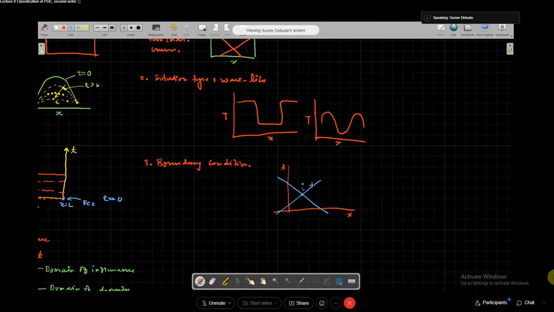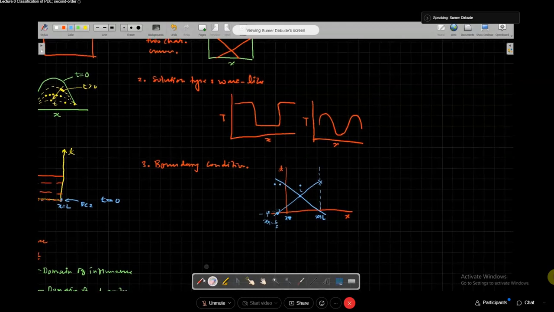But if you cut the domain, say this is the x domain, here x equals L and here x equals minus L by 2, then here we need a boundary condition. But here we cannot give a BC. This is a boundary point, the end point at this time, so we need not specify a boundary condition here. But here we need a boundary condition. BC needed.